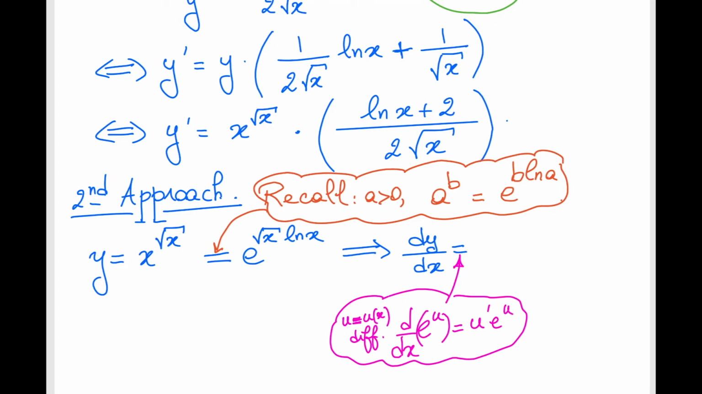Okay, so we get what? Who's u here? That whole thing is u, the exponent part. So we get u prime, the derivative of that guy, square root of x ln x, times e to the u, and u is again this guy. Make sense? Okay. And what's the derivative of this?